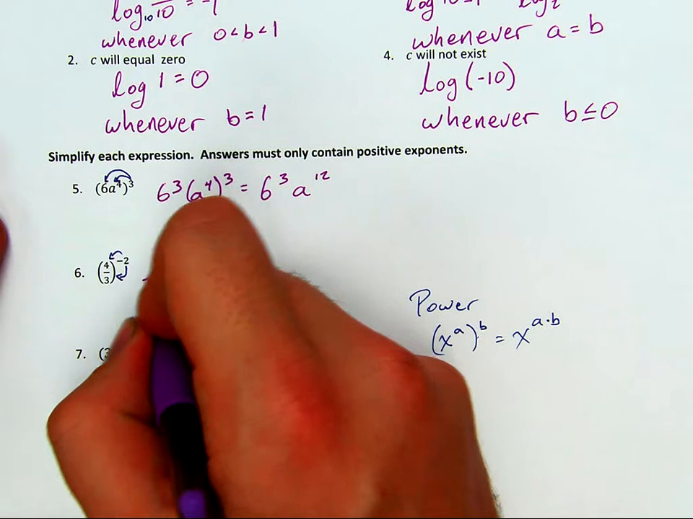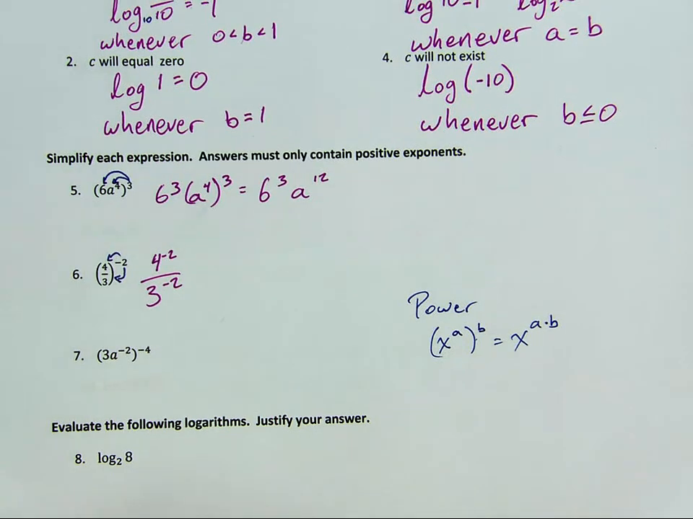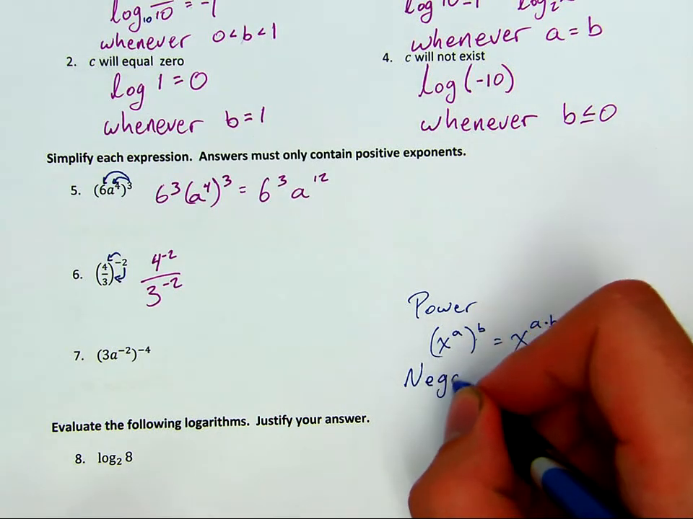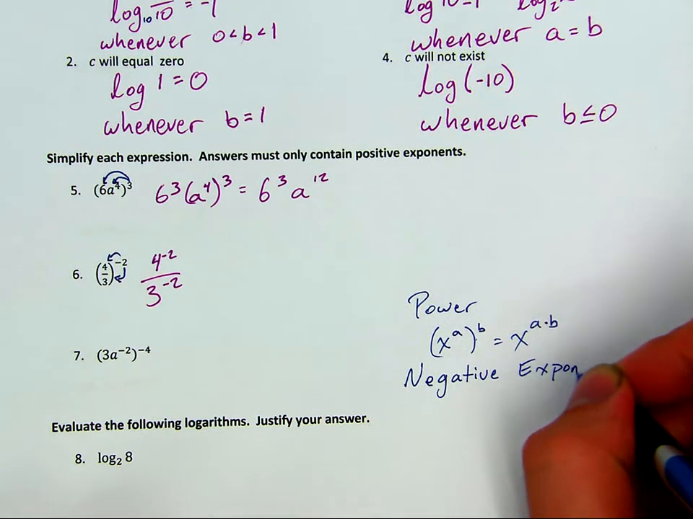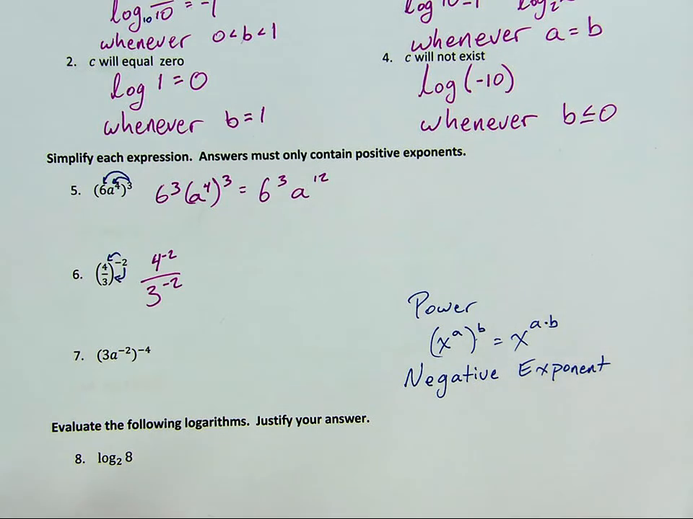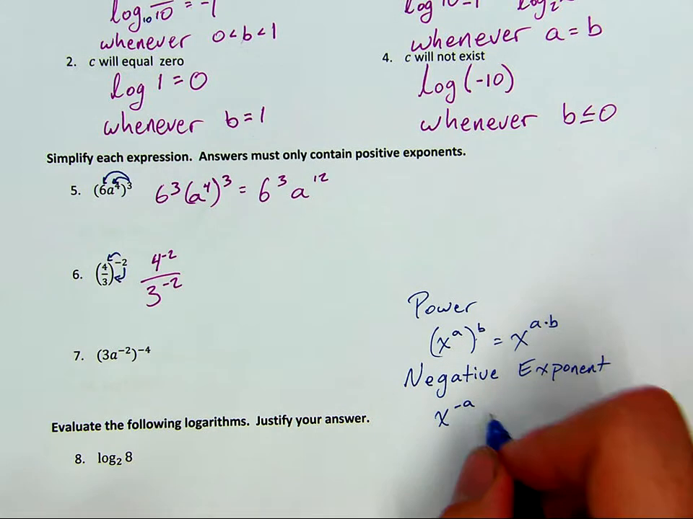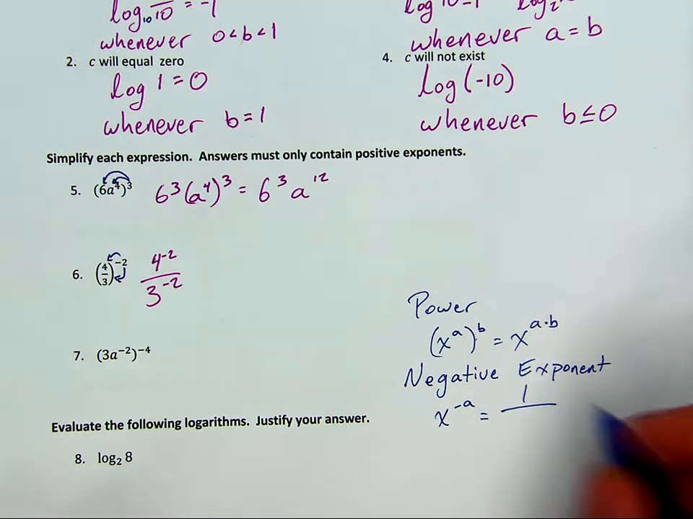Now keep in mind that our answers must only contain positive exponents. This is following another of our exponent rules. In this case, we want to look at what happens if we have a negative exponent. If we have a negative exponent, for example, x to the power negative a, what we want to do is take the base and move that to the other part of the fraction. Here we're moving this to the denominator, and we want to change the sign of the exponent.